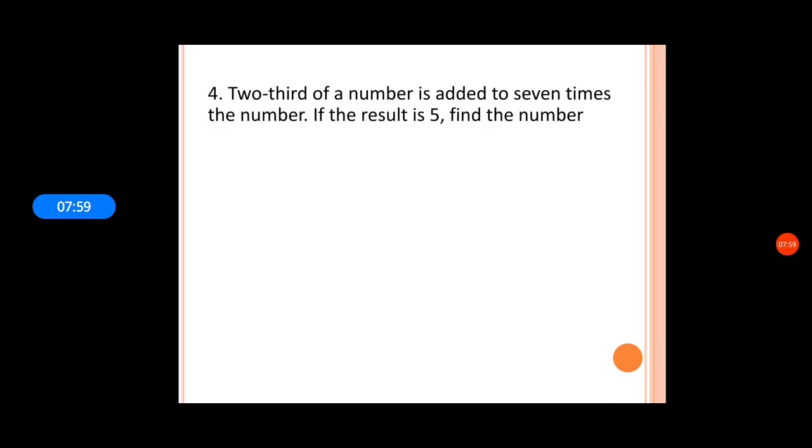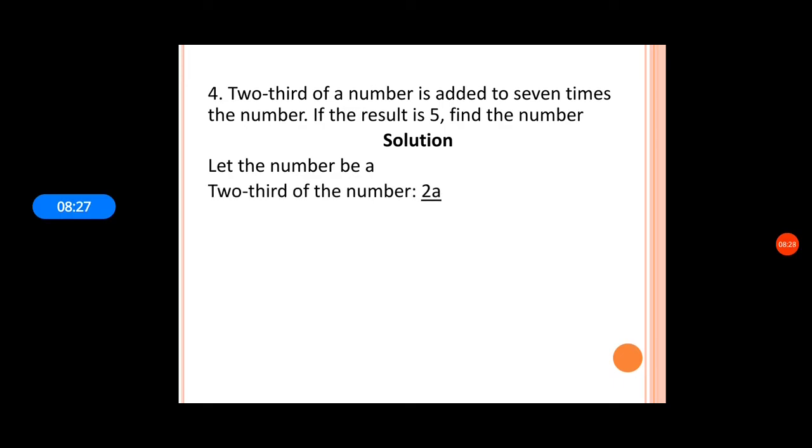Example 4. 2/3 of a number is added to 7 times the number. If the result is 5, find the number. So, solution. Let the number be A. You can see I use A as my letter. You can use any letter of the alphabet.